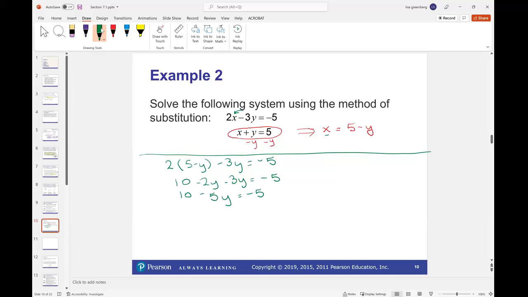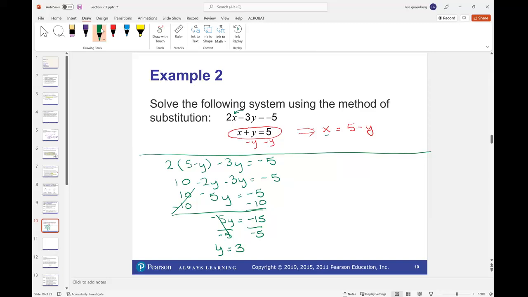Now I'm going to get y by itself. I'm going to isolate my y. So I'm going to subtract 10 from both sides. Those cancel, and I get -5y is equal to -15. Then divide both sides by -5. The -5s cancel here, and I get y equals 3.